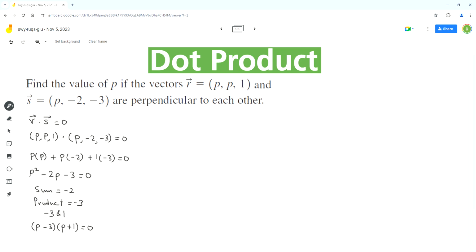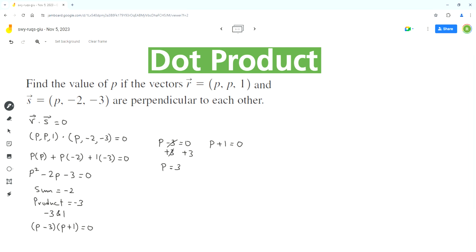And now we can solve this equation by analyzing the two cases. So the first case is, and the second case is. So we have to solve for P. So in the first case, we should add 3 to both sides. So the 3's on the left side get cancelled out. So P equals 3 is the first solution for this equation.